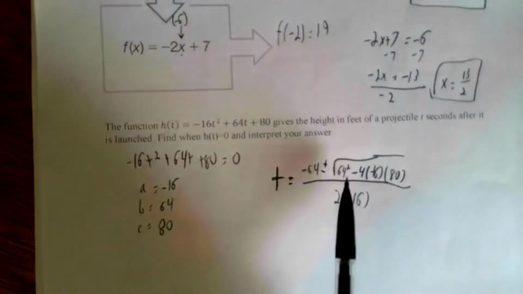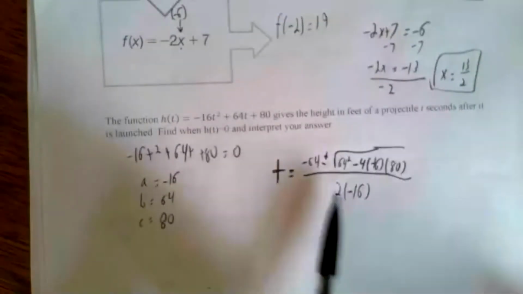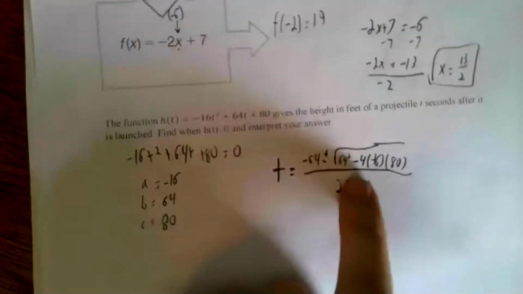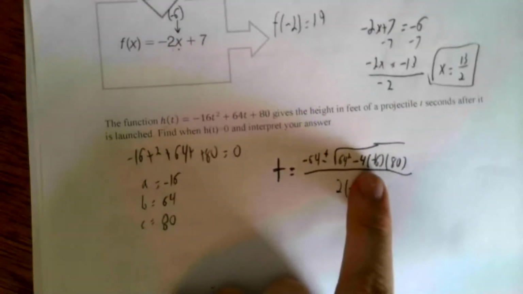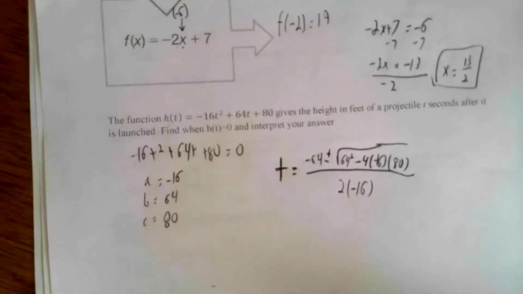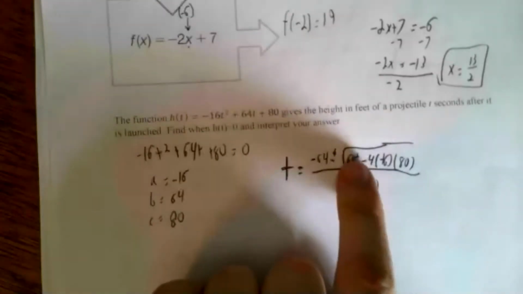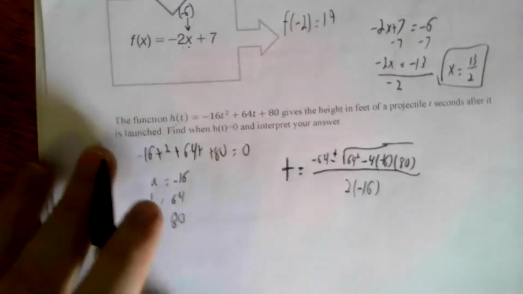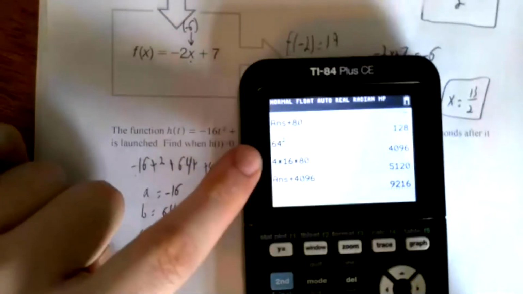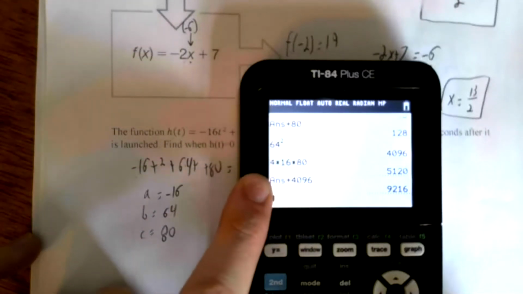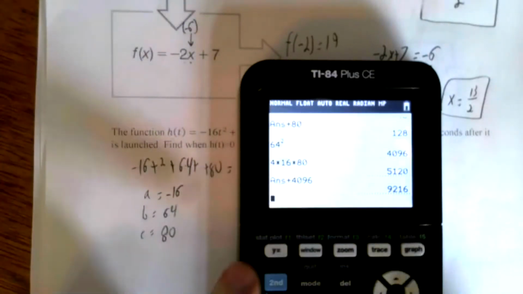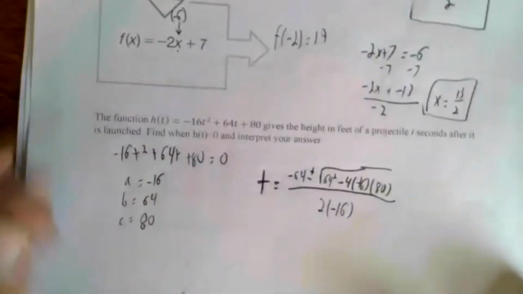So I think the easiest first step is to simplify everything in the square root, right? So I'm going to do 64 squared. And then it looks like I'm going to add, right? Because I have a negative 16 and a negative 4. So I'm going to multiply those together: negative 4 times negative 16 times 80. We get 5,120. And I'm going to add that to 64 squared. So all I'm doing is just that 64 squared, and I'm adding it to all those other three numbers after I multiply. Right? So then I get 9,216.